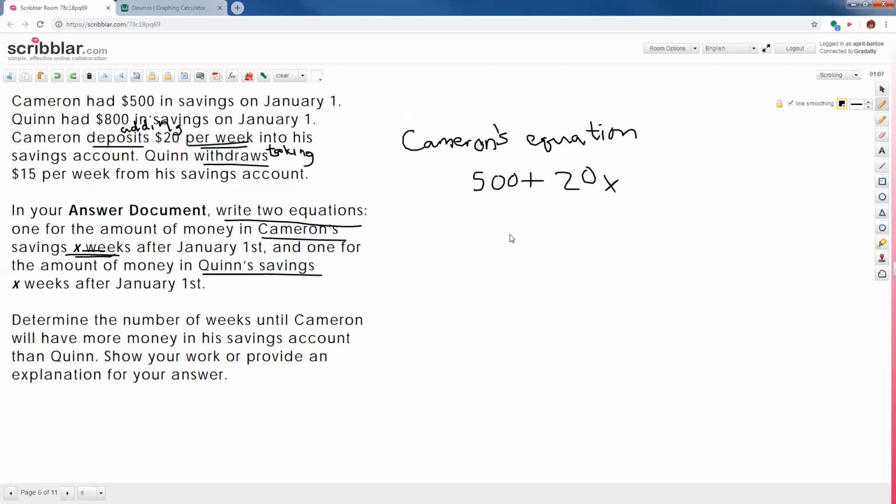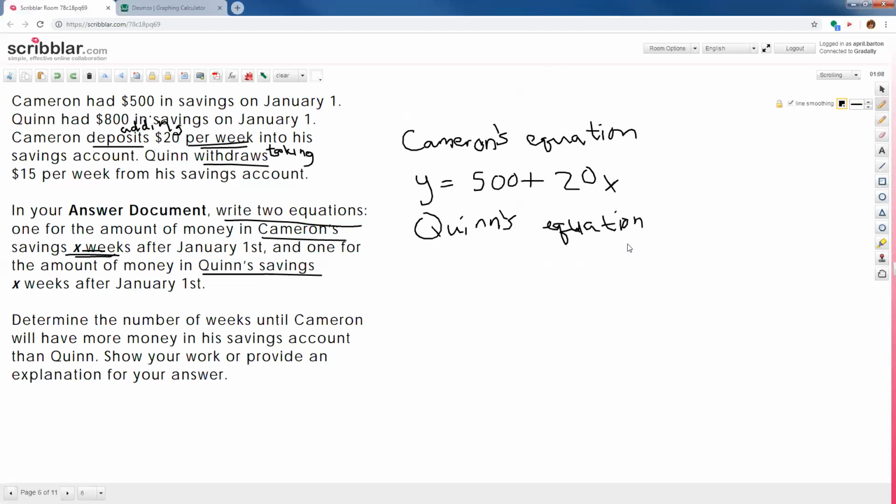So this should count for full credit. You could also say Y equals, where Y would be the amount of money, but they didn't specify you had to put the letter Y, so it should be fine without it. So, Quinn's equation. You could even just label Cameron and Quinn. You probably don't have to write the word equation, but you should label, this is for Cameron, this is for Quinn.